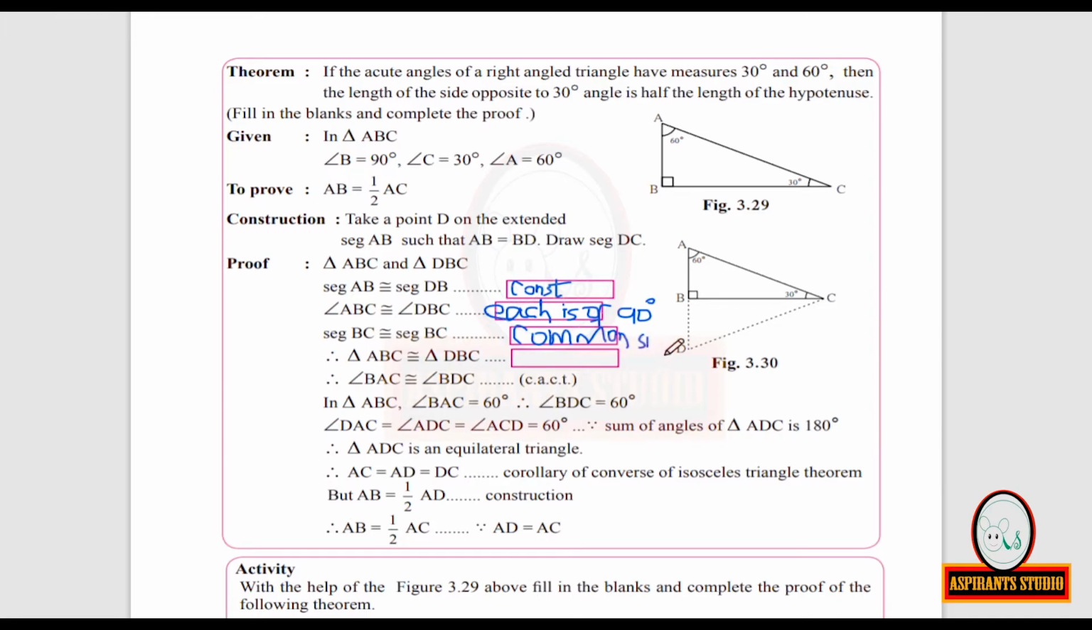If two sides and an included angle of a triangle are congruent with two corresponding sides and the included angle of the other triangle, then the triangles are congruent with each other by SAS test. So here triangle ABC is congruent to triangle DBC by SAS test. So within that fourth box you have to write SAS test.